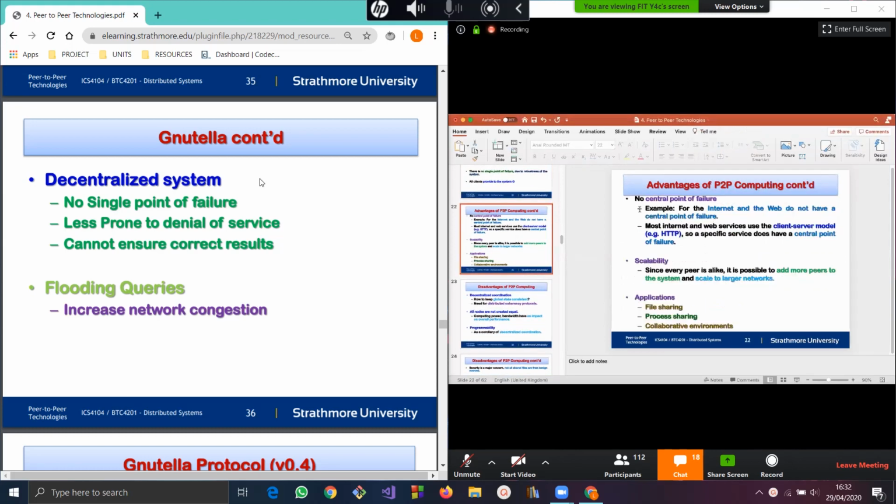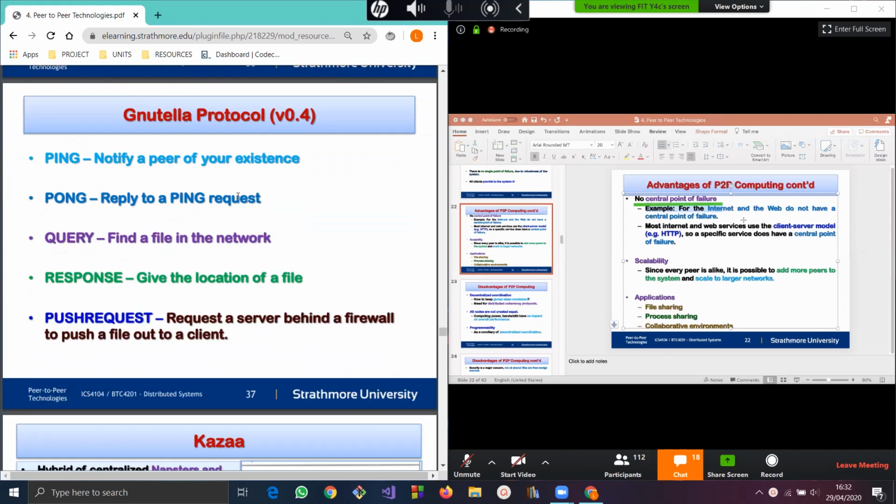Let's refine that: no central point of failure. For example, the internet does not have a central point of failure because we have several servers. Of course, if the file is not stored in multiple locations, because I might have a restricted file, then you might feel, oh yeah, I have that restriction. But we are saying that the file can be stored in several locations. So this is no central point of failure.